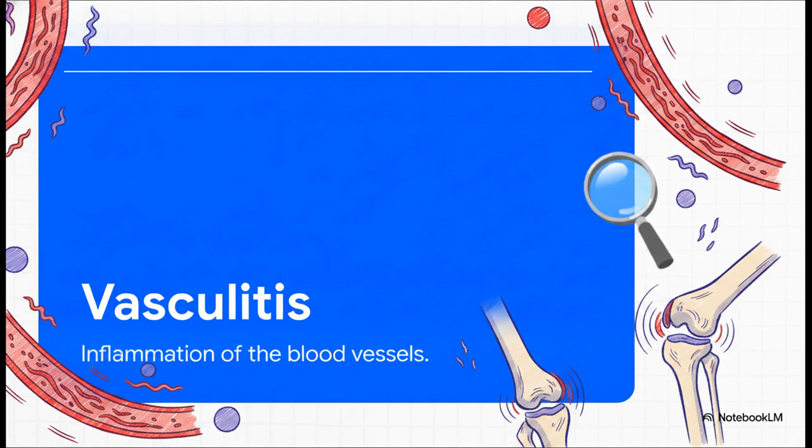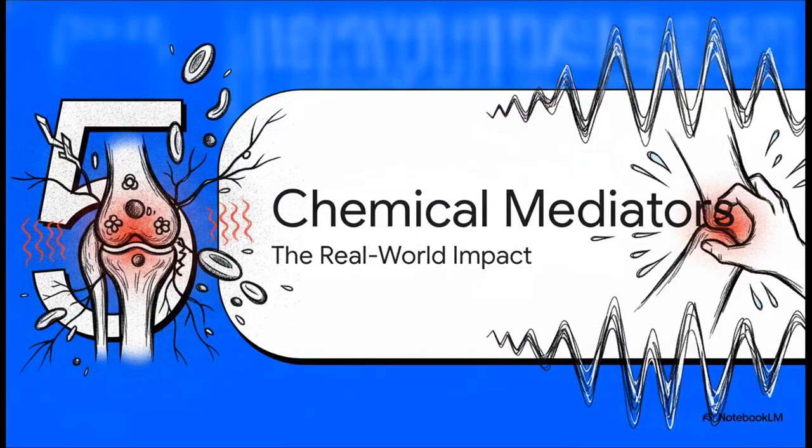This simply means inflammation of the blood vessels. And that's a huge takeaway for us. The visible joint damage actually starts with the blood supply feeding the joint. The vessels get inflamed first, which sets the entire stage for the fluid buildup and cellular infiltration we see in steps 2 and 3. And finally, Section 5, Chemical Mediators and Pain, the real-world impact.